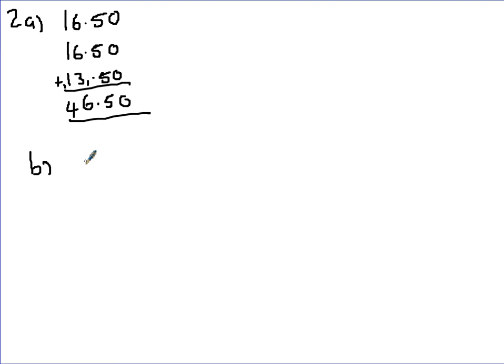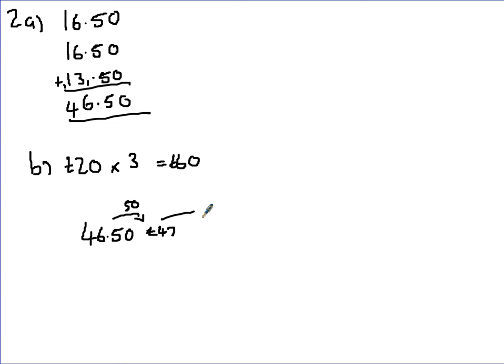For B then, he pays with 3 £20 notes. How much change should he get? Personally, I've got my 3 lots of £20. And this is how I do it, £60. I'd then count up from £46.50 to £60. So if I add 50p first of all, and then get £47, I then add £3 to get me 50, and then add another tenner, and that'll get me up to 60. So if I add these jumps together, it gives me £13.50.